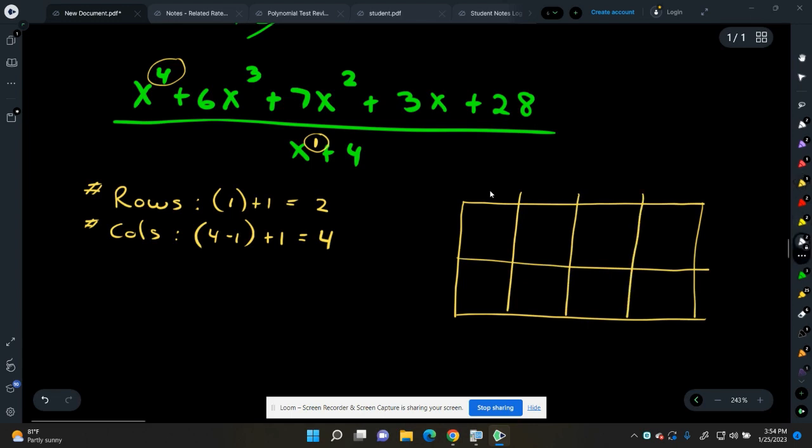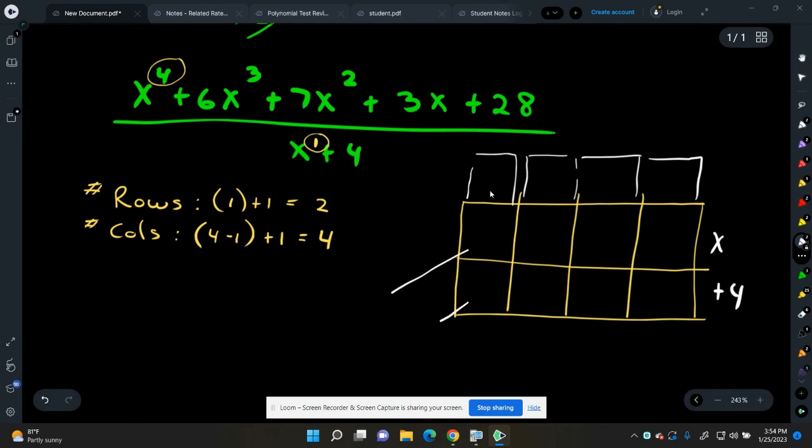Okay, so we have x plus 4 over here. And remember, this is what we're trying to find. Okay, and then our diagonals. We got a lot of diagonals this time. Okay, we're going to have x to the 4th, 6x to the 3rd, 7x squared, 3x, 28.